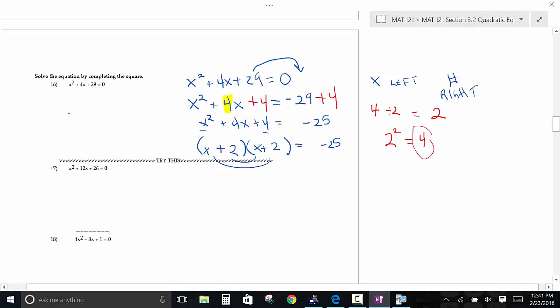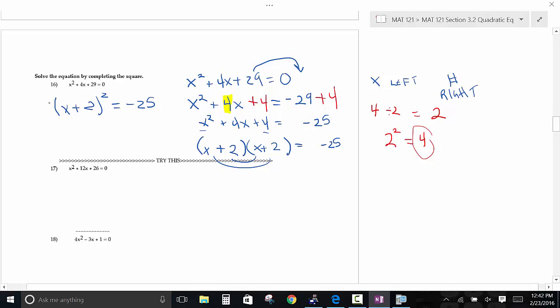So I'm going to move the problem over here. What's another way to write x plus 2 times x plus 2? x plus 2 squared. So we're going to rewrite this as x plus 2 to the second equals negative 25. Does it look like a familiar problem? Please say yes, because that's what we've just been doing.